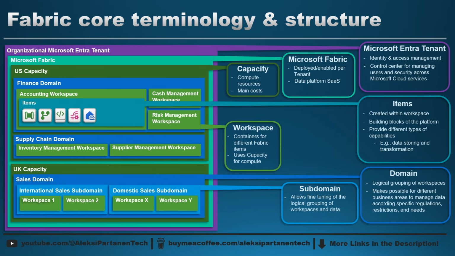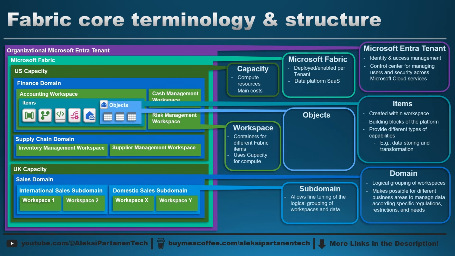However, the rabbit hole doesn't end here, because inside some of those items we can create objects. The easiest example is the Fabric warehouse, since to that data store we can create objects like tables, views, and stored procedures. And these objects allow us to fine-tune our governance and access to this very fine level. And now we have completed our entire picture here.